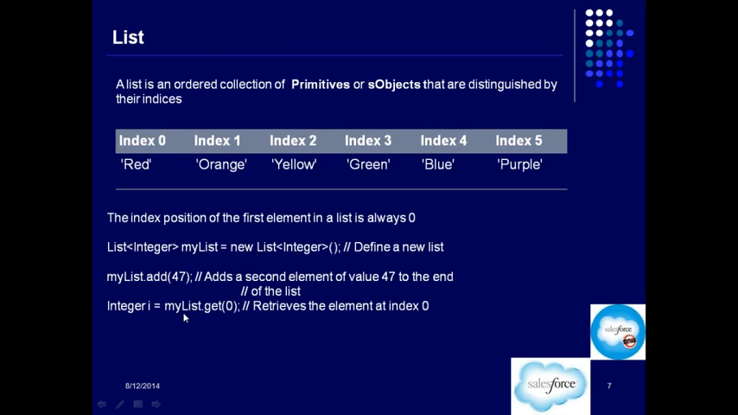If you want to fetch the value from the list, you can use the syntax: integer i equals my list dot get 0. It will define an integer i, and i will get the value from the first index, index 0. Let's say the value assigned is 45, so i will be equal to 45. It retrieves the element at index 0, so get 0 helps you fetch the value from index 0. This is actually the advantage of a list. Why ordered collection? Because you can retrieve the value from a particular index number.